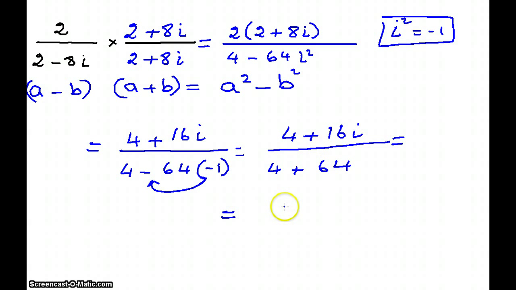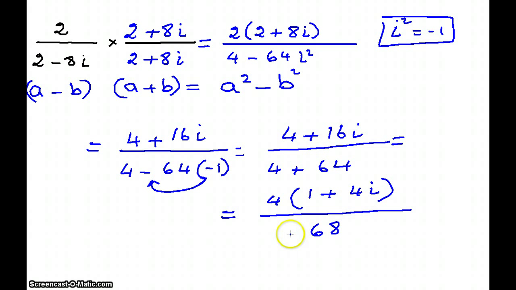Let's keep going. We have, I'm going to take a 4 common factor in the numerator, so I get 1 plus 4i. In the denominator, I'm going to also add, which would be 68. And let's see, is 68 divisible by 4? Yes, it is. So 4 by 4 is 1, and 68 by 4 is 17. So the final answer would be 1 over 17 plus 4 over 17i.